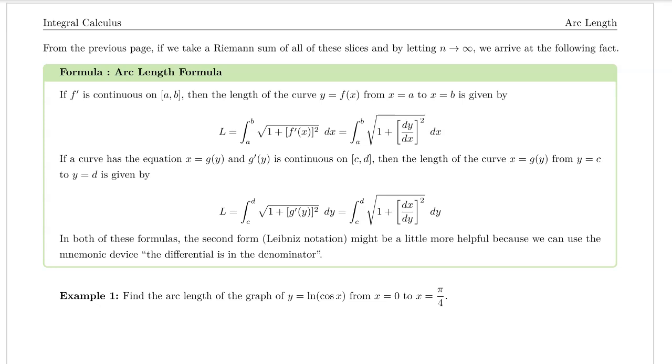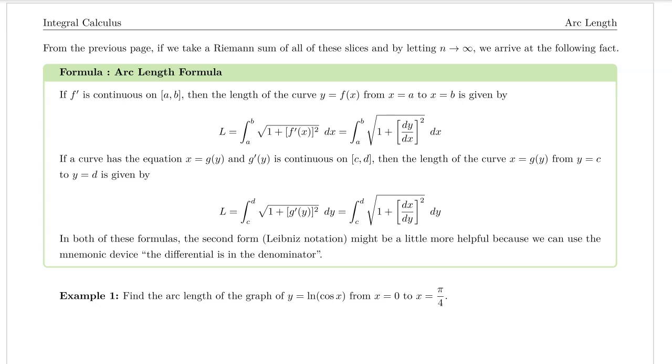If a curve has the equation x equals g of y, and g prime of y is continuous on the closed interval from c to d, then the length of the curve x equals g of y from y equals c to y equals d is given by L equals the definite integral from c to d of the square root of 1 plus g prime of y squared dy. And again, we have a similar definition just using the Leibniz notation of our derivative.